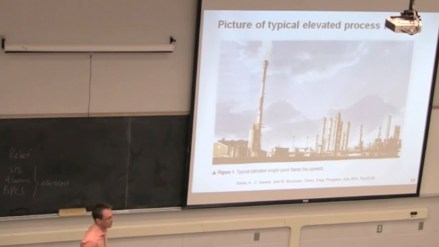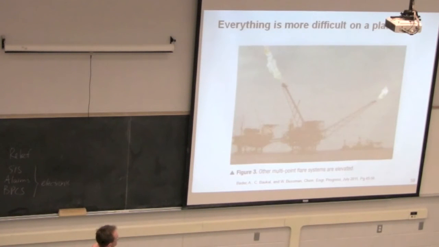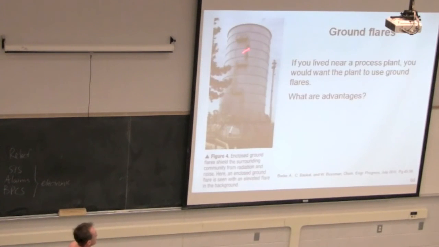I will post this article, or I have posted it to the course website. I will ask you to read it in your own time. It's very, very easy to read, 4 or 5 pages. There are no equations, very descriptive, explaining what flares do. And some of the things I want you to take a look at in that reading: why would we build flares that are surrounded by an enclosure? The answer is there in the figure caption.